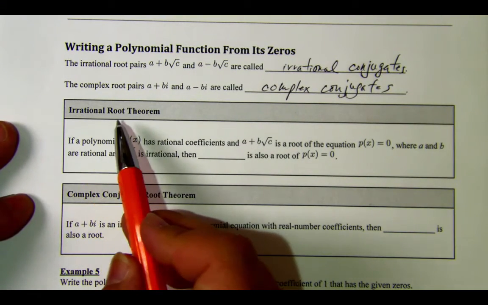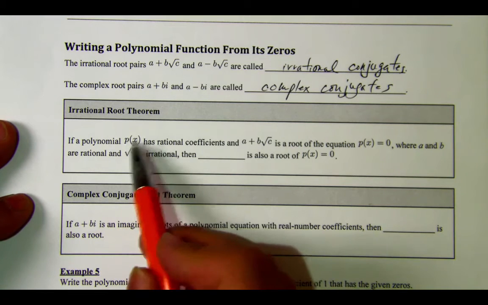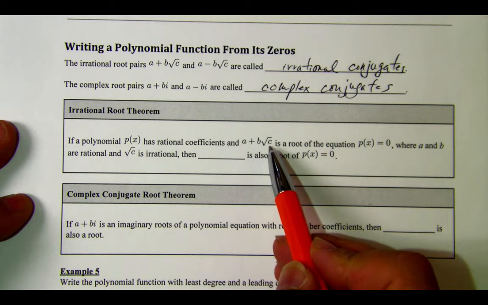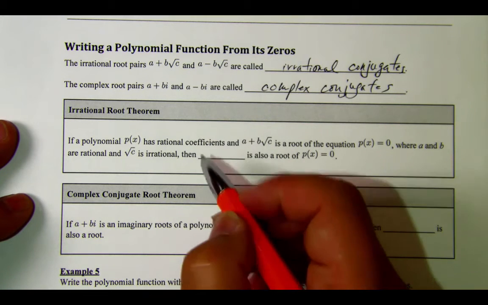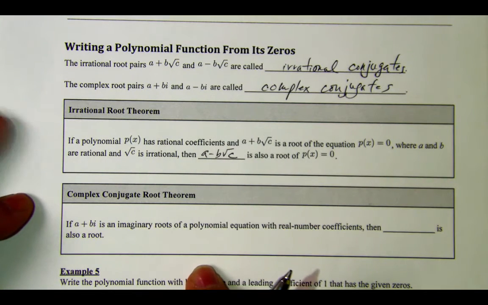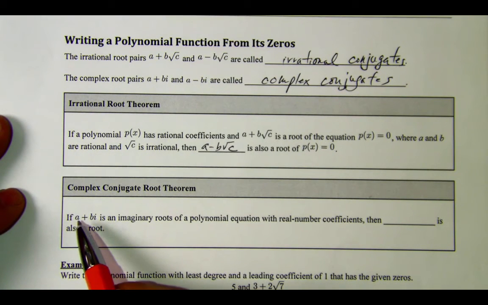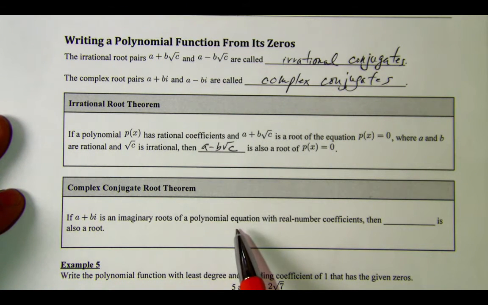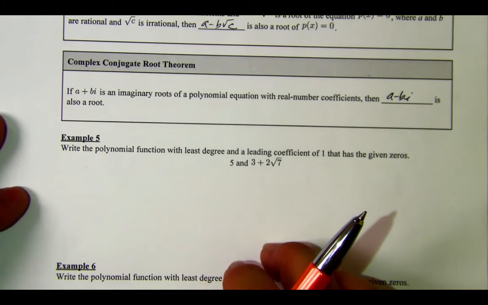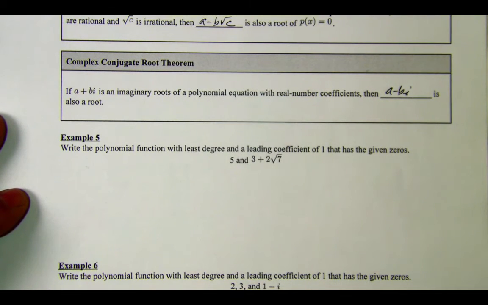So there's a theorem, the irrational root theorem. If a polynomial has a root that is a plus b root c, then what the rule says is that a minus b root c is also a root. In the complex conjugate root theorem, it says that if a plus bi is an imaginary root to a polynomial, then its complex conjugate, a minus bi, is also a root. Okay. Now, before I begin example 5, we need to notice something about this pair.